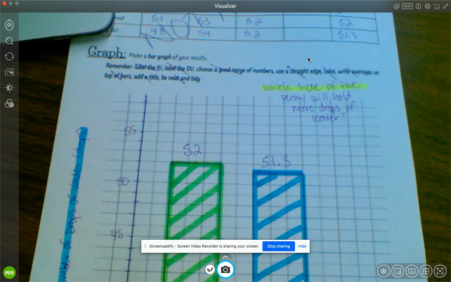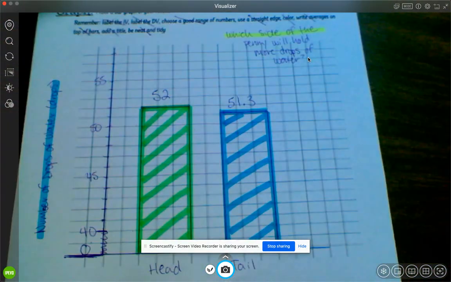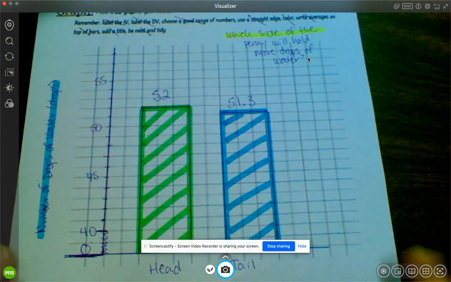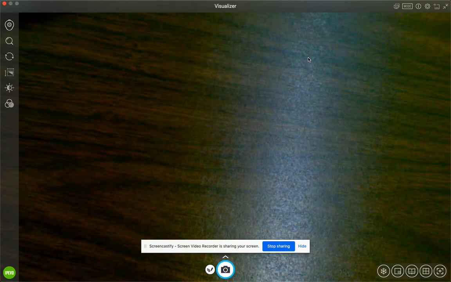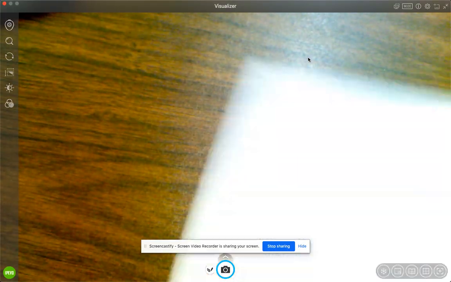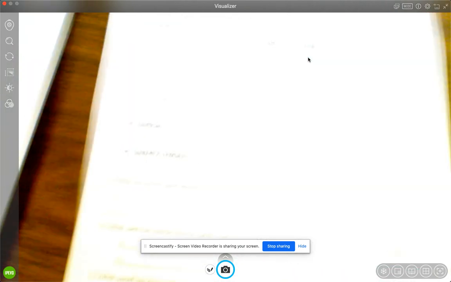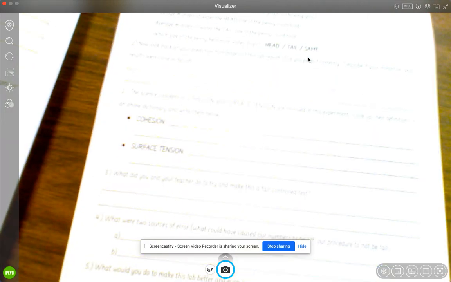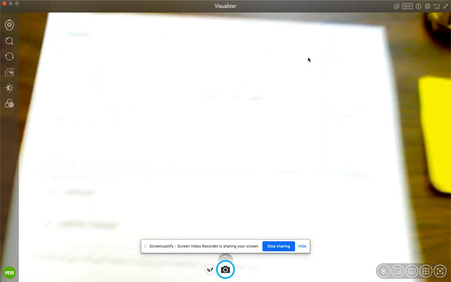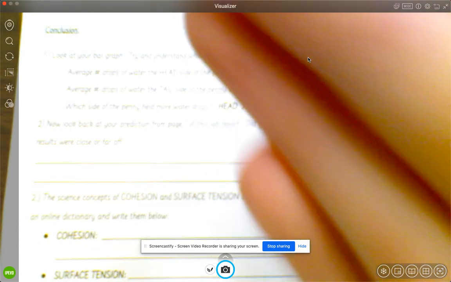I have all of the parts. You need to have all of the parts to earn all of the credit. Okay? So let's go to the very last page then. The very last page is looking at our conclusion. So looking at our bar graph, the average number of drops of water on the head. So for mine, this is not true to yours. So put your own information, please.